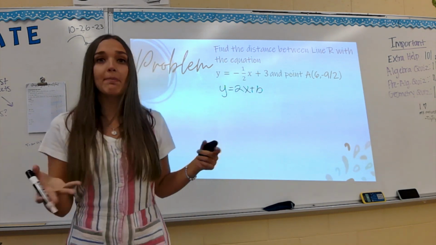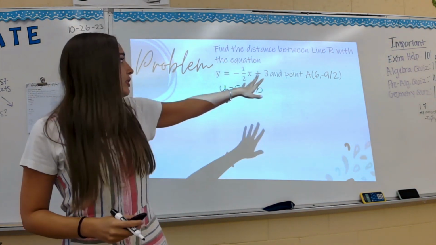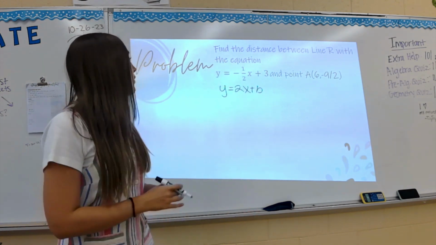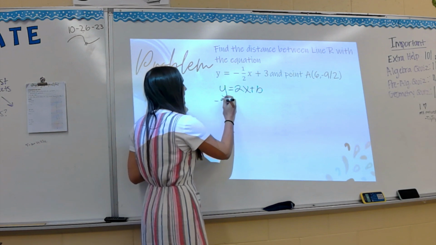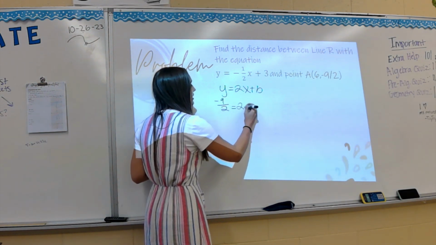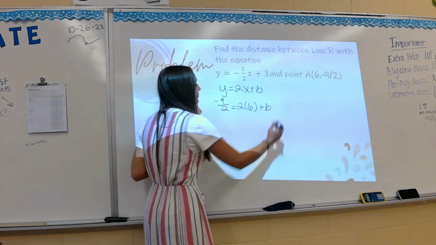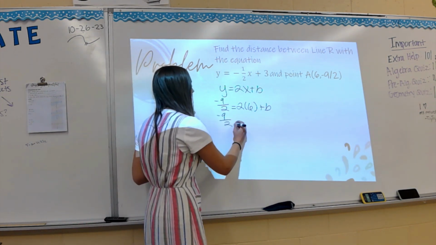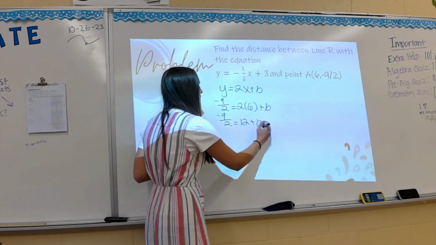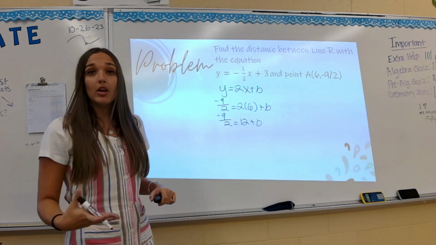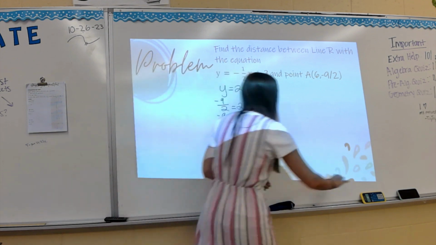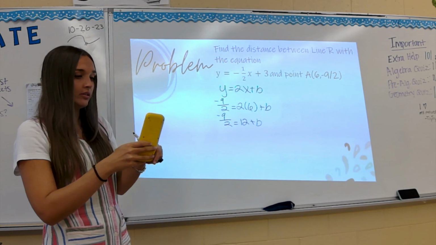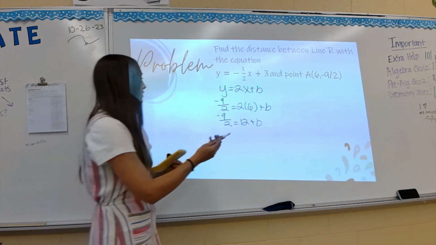Now, we want to find what that b is. We need to find our y-intercept. I'm going to use the point that they gave us because we have to go through that point. So I'm going to plug in my y as negative 9/2 and my x as 6. 6 times 2 gives me 12, so I have negative 9/2 equals 12 plus b. We know that 12 is 24 over 2, so I'm going to subtract that over. I'm just going to use my calculator just in case. And I get negative 33/2.